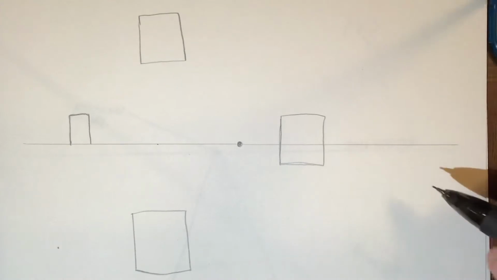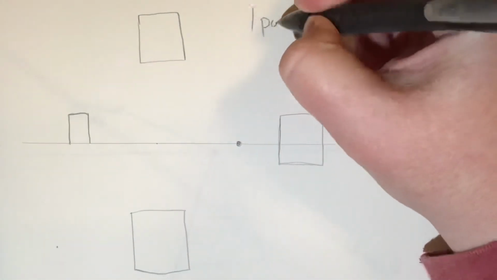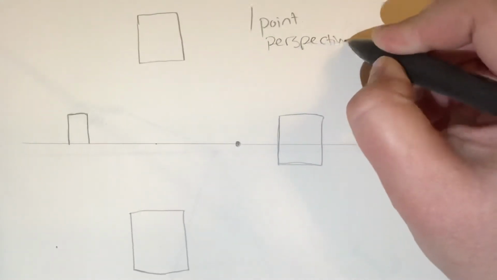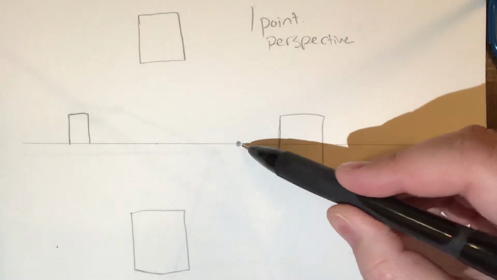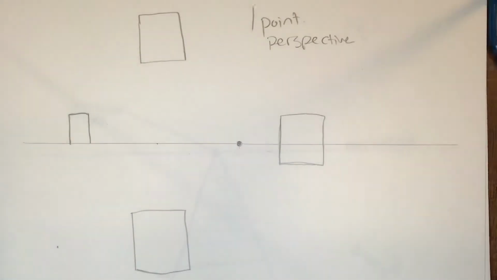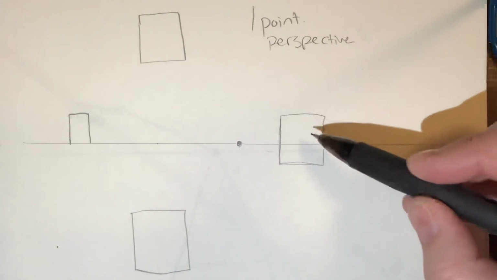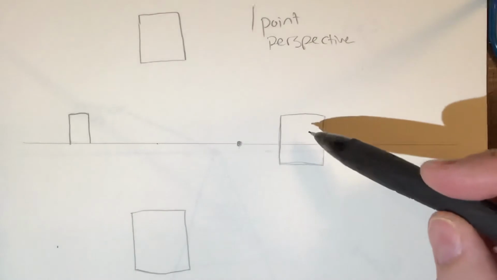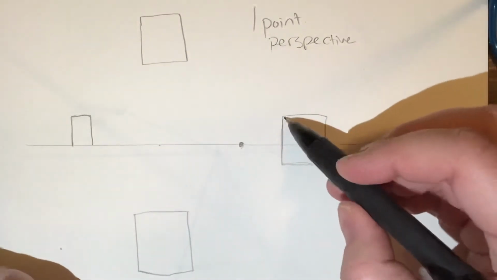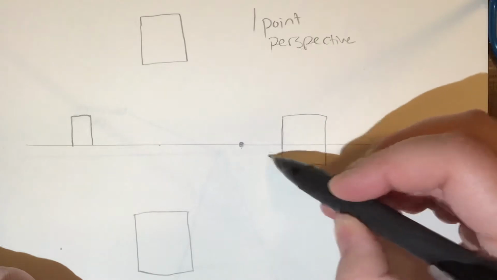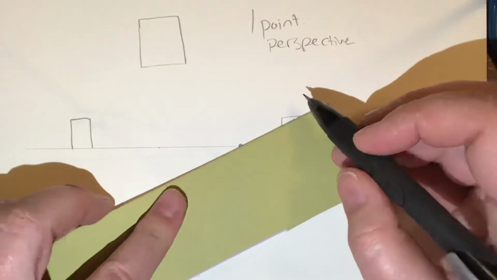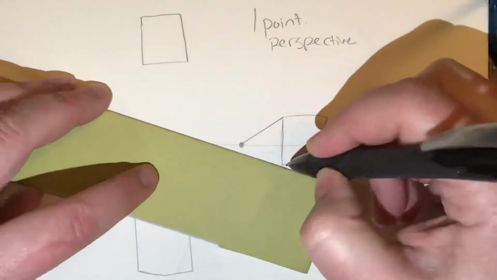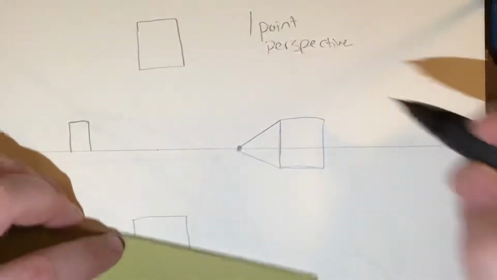So we're going to do something called 1-point perspective. In 1-point perspective, there is, guess what? One vanishing point. And in 1-point perspective, you always start with a shape. So what I'm going to do is connect both of these corners to my vanishing point. I'm going to line up the corner with my vanishing point, draw a line down, line up my corner with the vanishing point, draw a line up.